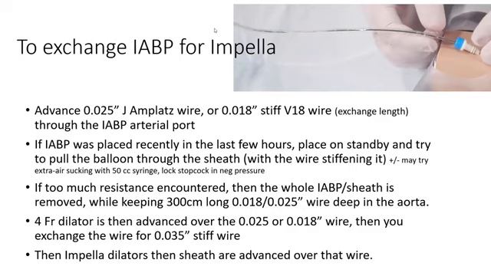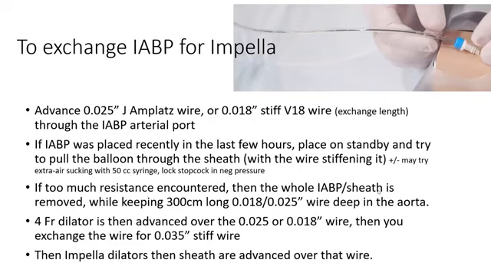It comes out, then you can use that sheath to advance a new balloon pump, or you can use that sheath to advance an 0.35-inch supportive wire, Amplatz wire, and advance over it the Impella sheath, then the Impella catheter. Now, if you cannot pull the balloon pump along with the wire that is stiffened through that sheath, then here's what you need to do.